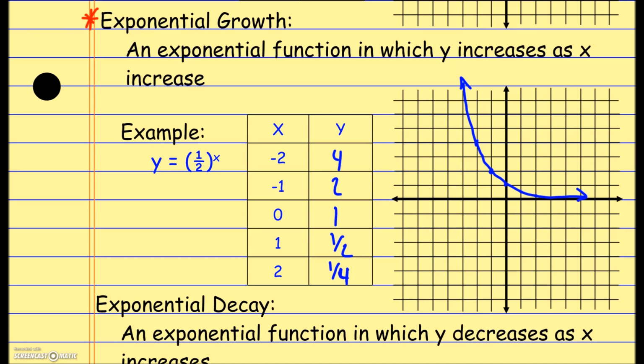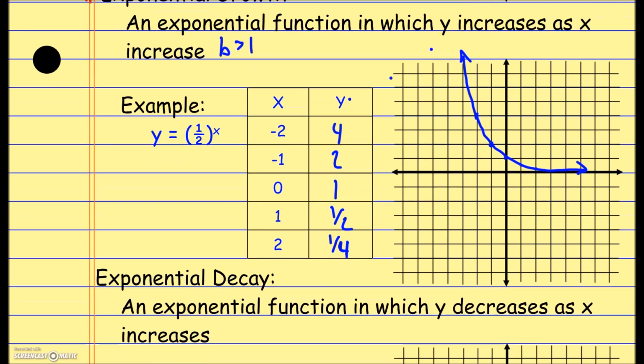Exponential growth is always going to be b values that are bigger than 1. So these are b values that are greater than 1. And exponential decay, down here, is always going to be b values that are between 0 and 1. And actually, I shouldn't have that equals sign in there because b can't equal 0. Okay, so these are going to be proper fractions.